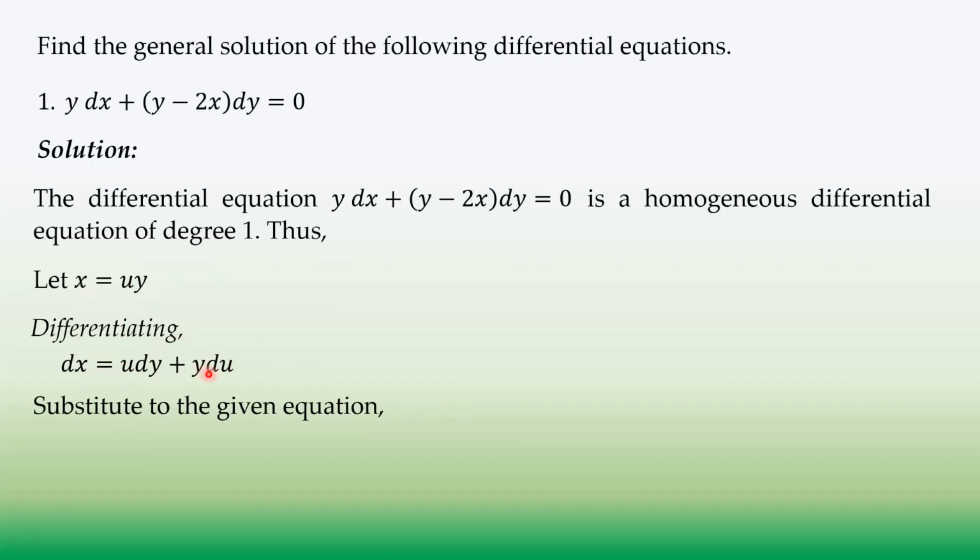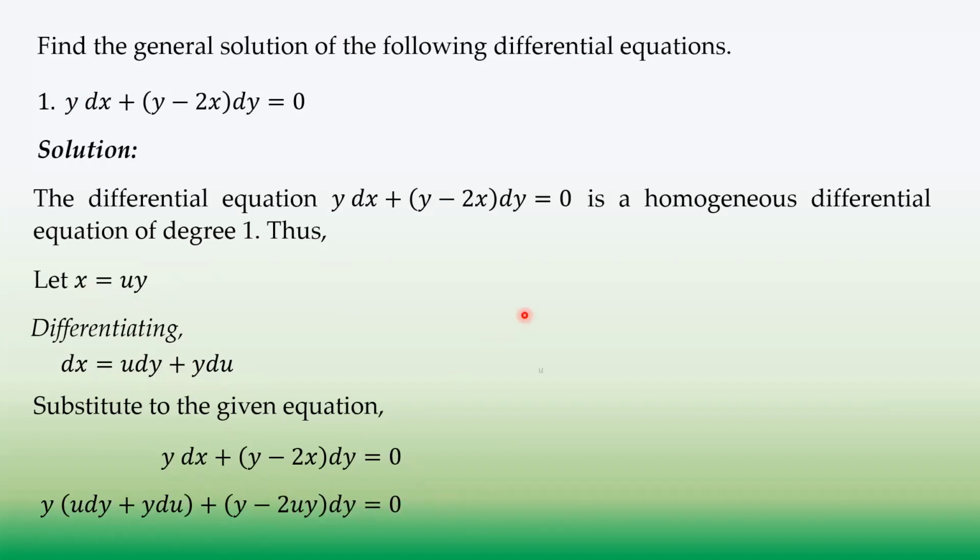Now, our equation will become, we have y dx plus the quantity y minus 2x dy equals 0. We're going to replace x by uy and dx by u dy plus y du. That's why we have y times u dy plus y du plus the quantity y minus, replace x by uy, 2uy dy equals 0. Okay. Will become uy dy plus y squared du plus, dito naman, y dy minus 2uy dy equals 0. Pagbukod lang natin.